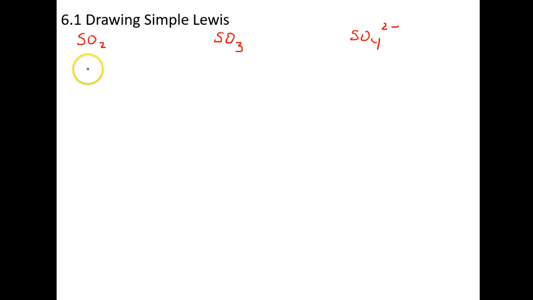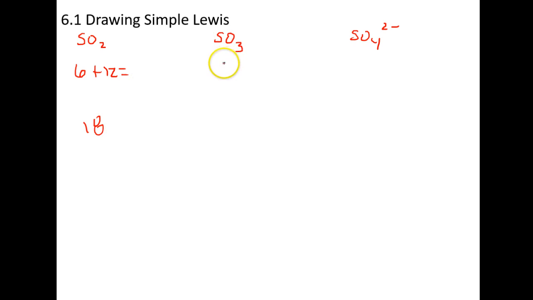Okay, so let's calculate the valence electrons for each example. Sulfur is in group 6, so there are 6 valence electrons. Oxygen is also in group 6, and I have 2 of them, so that gives me 12. So there are 18 valence electrons for SO2. Okay, why don't you do the same for SO3 and SO4 2 minus? Put it on pause and come back, and we'll do it together.